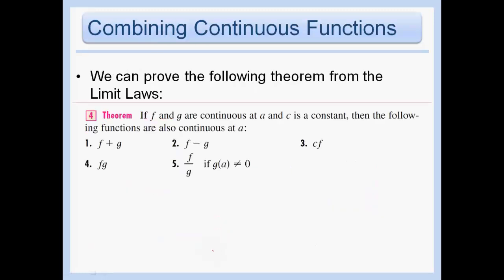Now, let's learn some laws of combining continuous functions. If f and g are continuous at a and c is a constant, then we know that f plus g is also continuous, f minus g is also continuous, c times the function is continuous, f times g is continuous, and f divided by g is continuous so long as g of a does not equal 0.